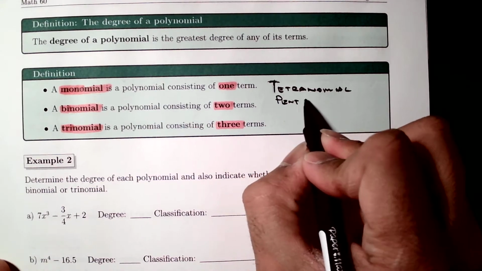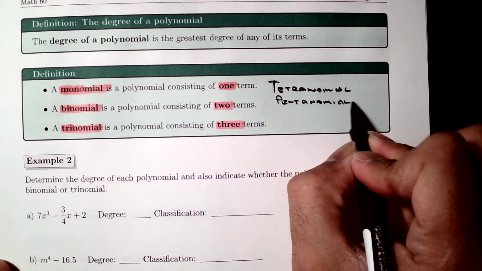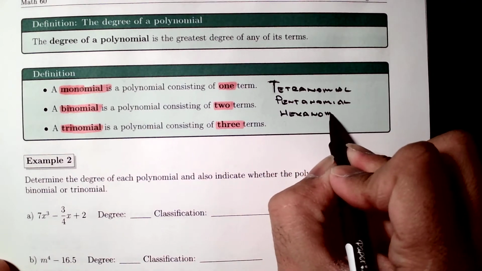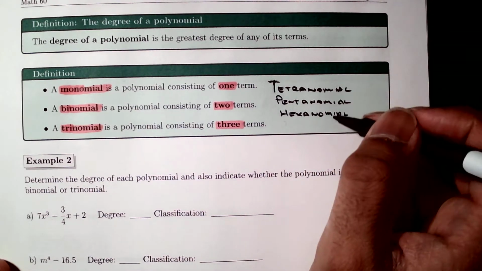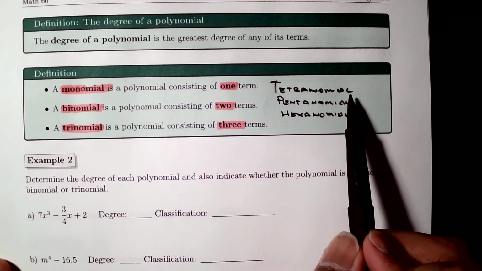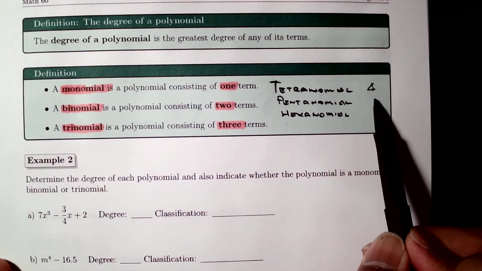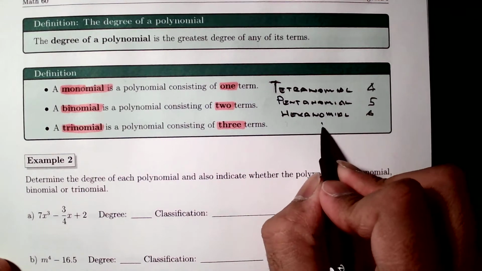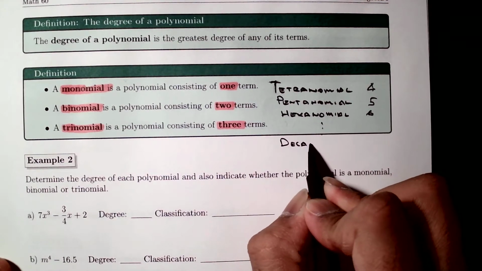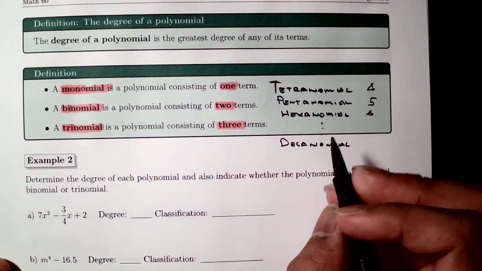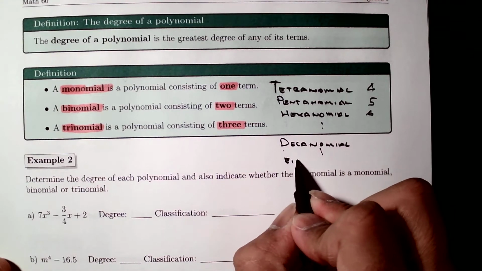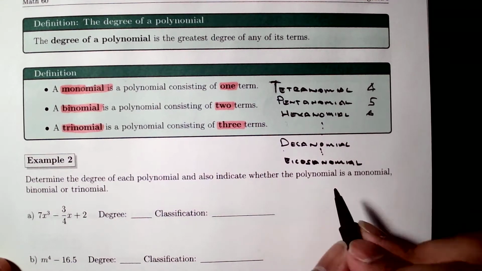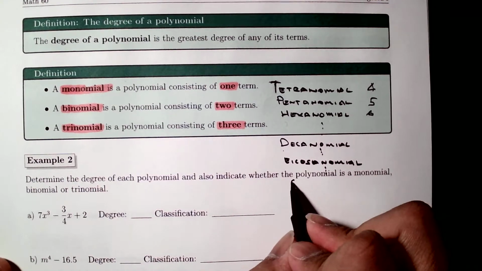Pentanomial, hexanomial, and so on and so forth. So tetranomial for 4 terms, pentanomial 5 terms, hexanomial 6 terms, decanomial, icosanomial, and centinomial.